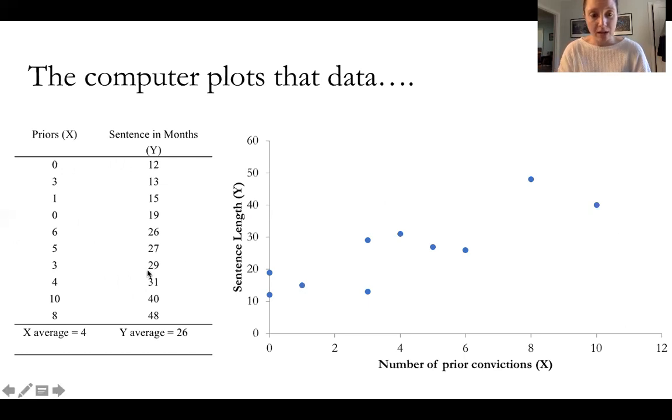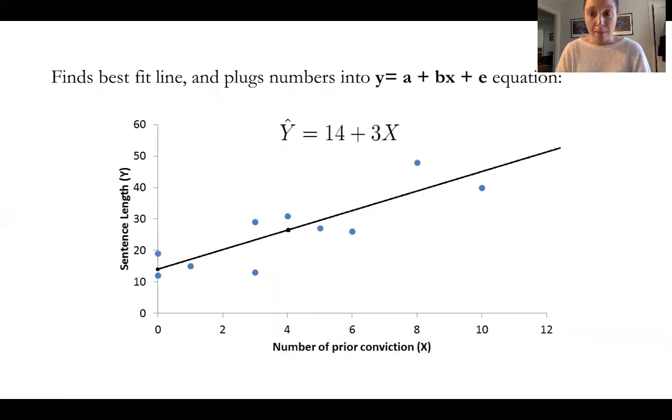So here's the same data on the left. And if we go over to the right, our person up here had 0 prior convictions, but they spend 12 months in jail, so that dot represents them. And it does that for every person in the sample until we get a scatter plot. Next step, it's going to draw the best fit line through that scatter plot. This is a line that minimizes the distance from the data to the line. And that line comes with our equation, y equals a plus bx plus e. We're going to make the e invisible over here.